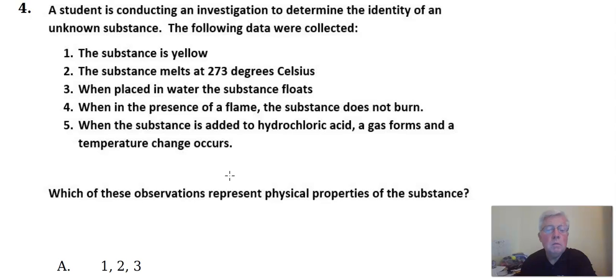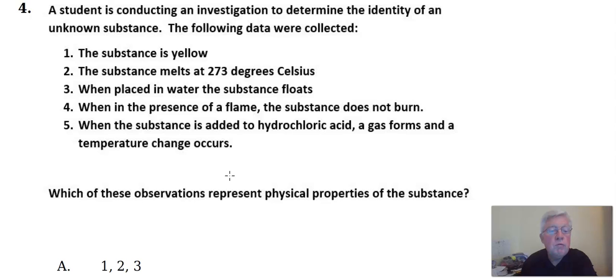Okay, so now what you're thinking is, oh, that can't be a chemical property because it didn't burn. Yes, it is. The fact that it doesn't burn is a chemical property. We were lucky that it didn't burn, or maybe we were unlucky it didn't burn, but the bottom line is it didn't burn. So we know chemically it's not flammable. And number five, when the substance is added to hydrochloric acid, a gas forms and a temperature change occurs. That's for sure a chemical property. It's reacting.